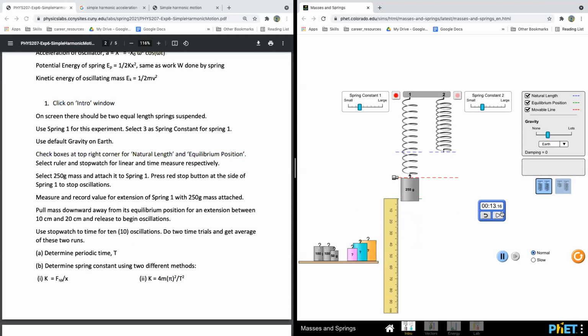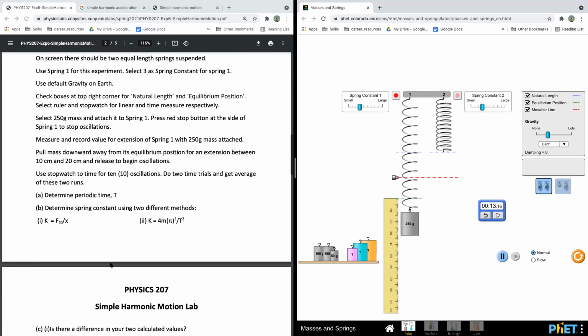Then you take this time and divide it by 10, and you will have the periodic time. That means how long it takes for one oscillation, right? And you use this to determine the spring constant using 2 different methods. One is K equal to F_sp over x. F_sp is the weight of this. So 250 grams is the m.